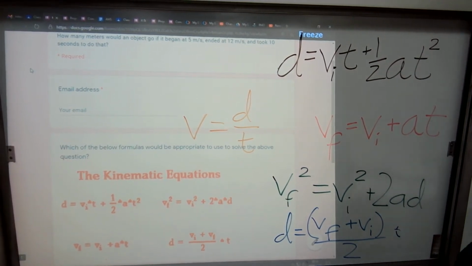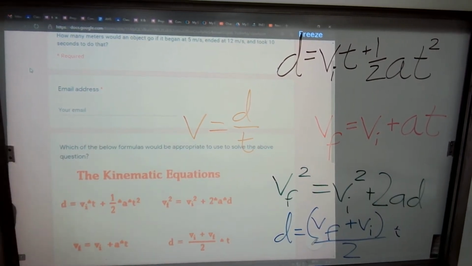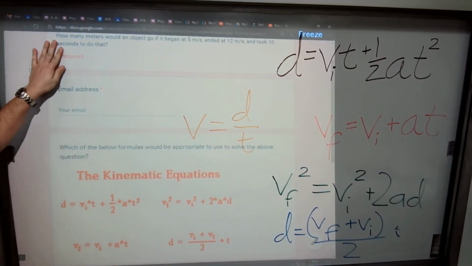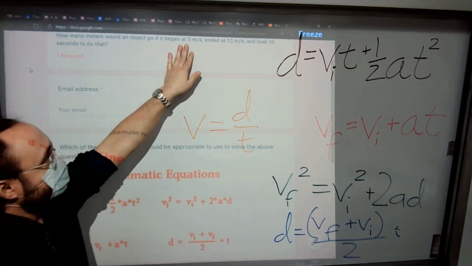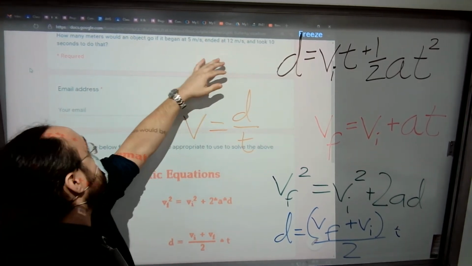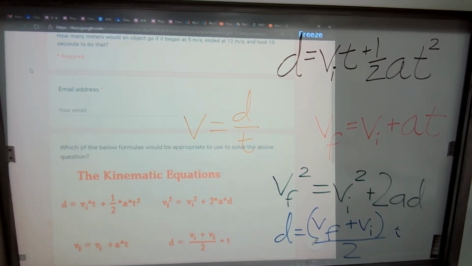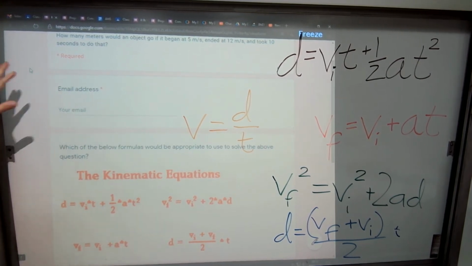Alright, let me go over the check-in here. This one asks, how many meters would an object go if it began at 5 meters per second, ended at 12 meters per second, and it took 10 seconds to do that? So remember, whichever variable it doesn't mention is the one that the formula can't mention. So if the variables don't mention it, your formula can't mention it, and that's how you pick a formula.